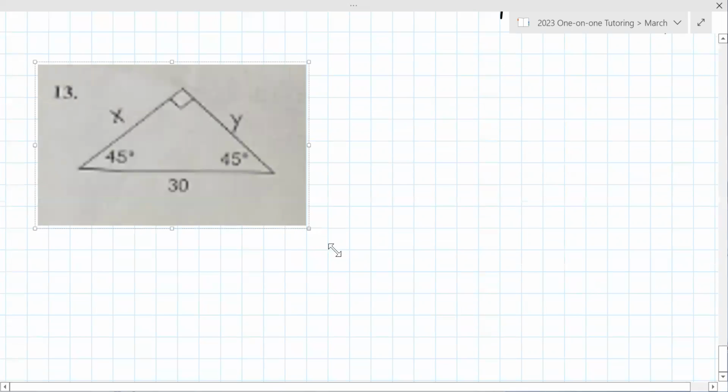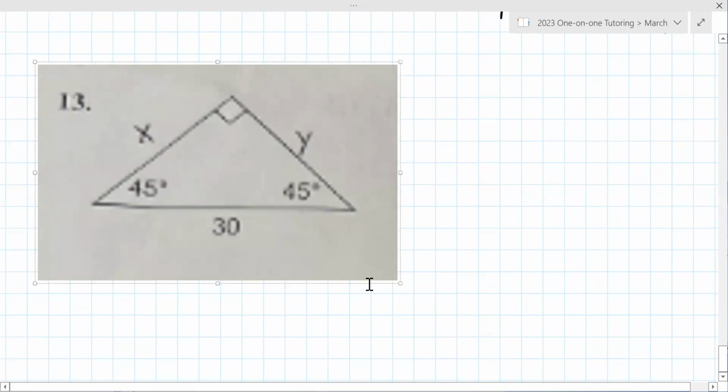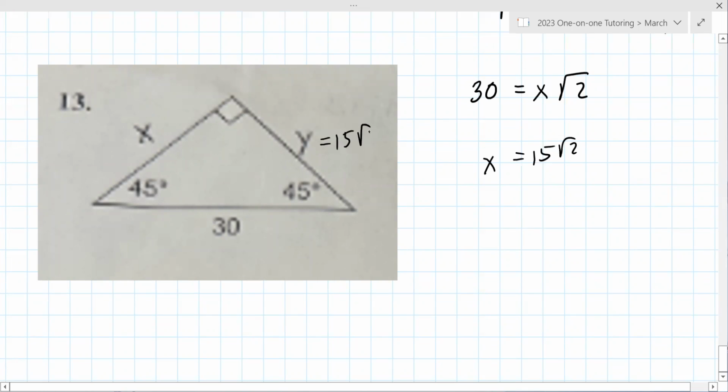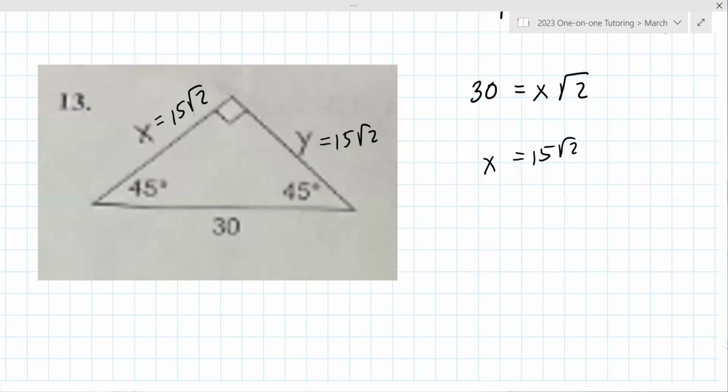So this is very much like the one you just did. You set the known side, the hypotenuse, equal to X square root of 2. It'd be 15 radical 2, right? Yes. Well, it's good when you can get the answer faster than I can write it down. That's a very good sign here.